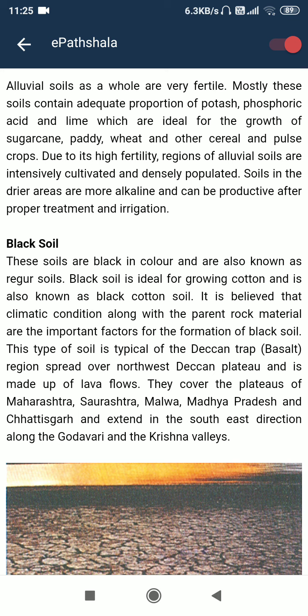Mostly these soils contain an adequate proportion of potash, phosphoric acid and lime, which are ideal for the growth of sugarcane, paddy, wheat and other cereal and pulse crops. Due to its high fertility, regions of alluvial soil are intensively cultivated and densely populated. Soils in the drier areas are more alkaline and can be productive after proper treatment and irrigation.